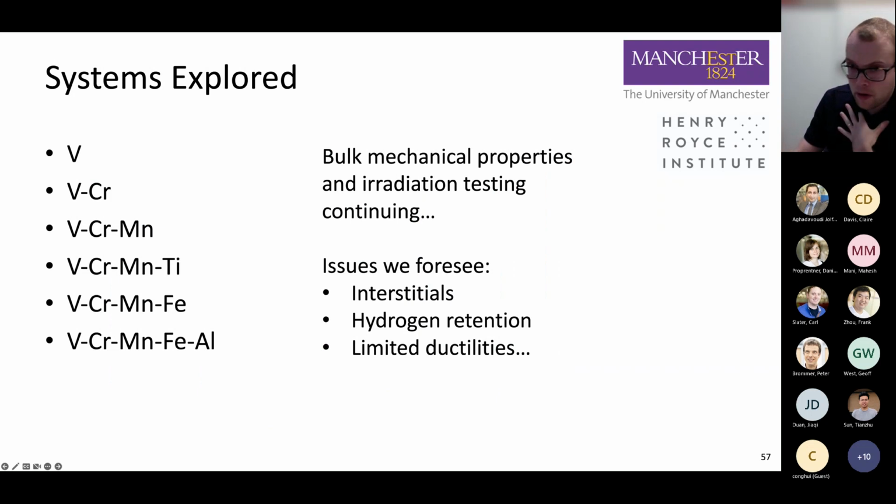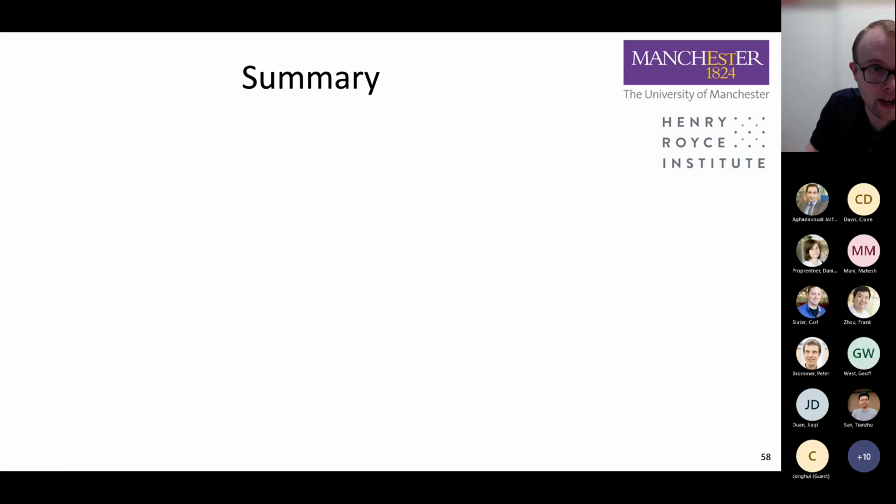We are currently doing some bulk mechanical properties, so we've actually made kilograms worth of ingots of this alloy, for instance. We're doing some bulk mechanical property and irradiation testing of these alloys. We foresee, though, that there will be some problems with interstitials and hydrogen retention and limited ductility in these alloys. So we'll have to see how we get on with that.